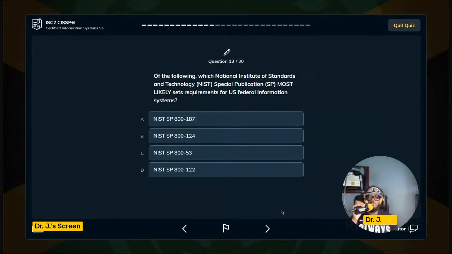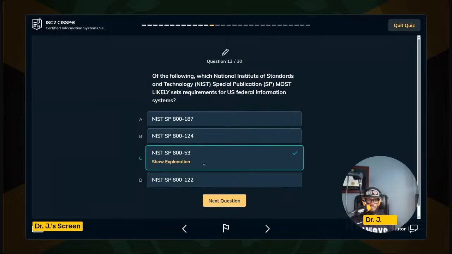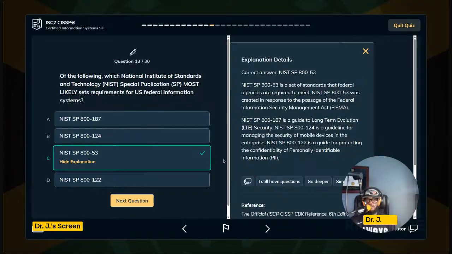All right, of the following, which National Institute of Standards and Technology special publication most likely sets requirements for U.S. federal information systems? I believe that's 853. Yep. 800-53 is a set of standards that federal agencies are required to meet. NIST SP 800-53 was created in response to the passage of the Federal Information Security Management Act, or FISMA. NIST SP 800-187 is a guide to LTE security. NIST SP 800-124 is a guideline for managing the security of mobile devices in the enterprise. NIST SP 800-122 is a guide for protecting the confidentiality of personally identifiable information.